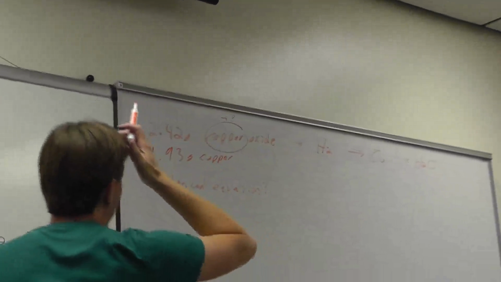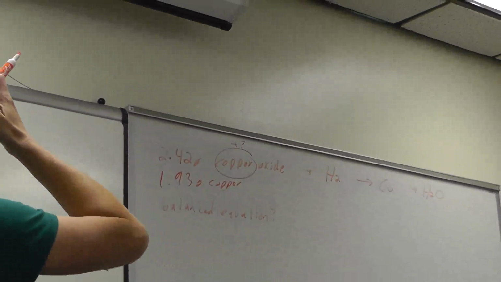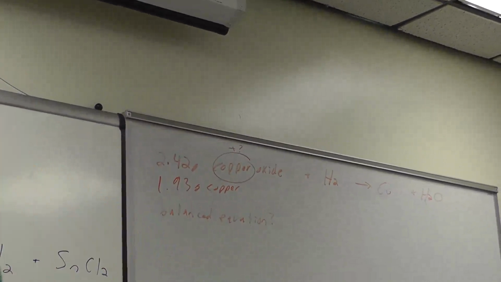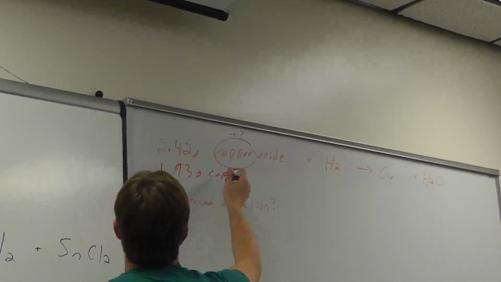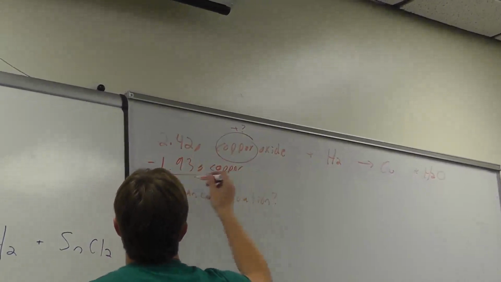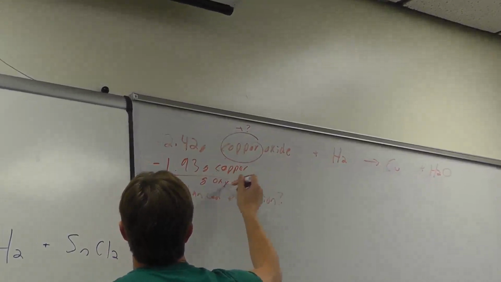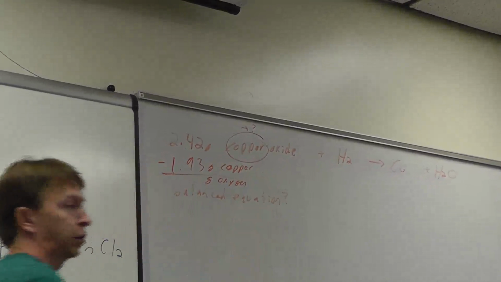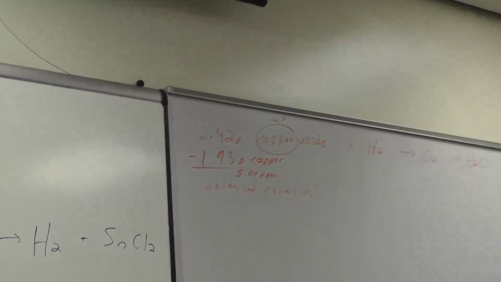You start out with 2.42 grams of the copper oxide compound. Once the oxygen's removed, the copper weighs 1.93. The difference in those two masses is the amount of oxygen that was in the compound but now isn't.